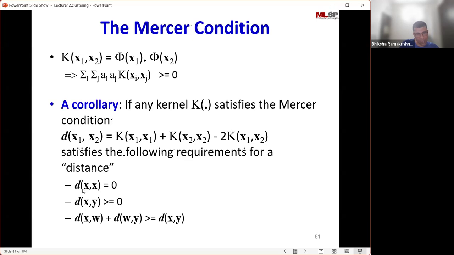The distance of any x with itself in that high dimensional space is 0. The distance between any x and any y in that high dimensional space is going to be non-negative. And in that high dimensional space, d(x,w) plus d(w,y) is greater than or equal to d(x,y). This is the triangular inequality. These must hold, simply because this is an actual Euclidean distance in the high dimensional space. Did this make sense? Right. So these are just properties of Euclidean distances.